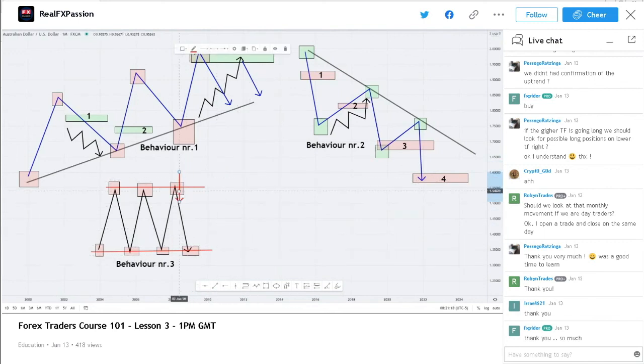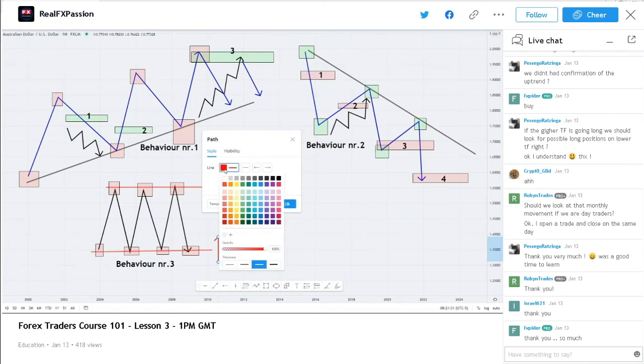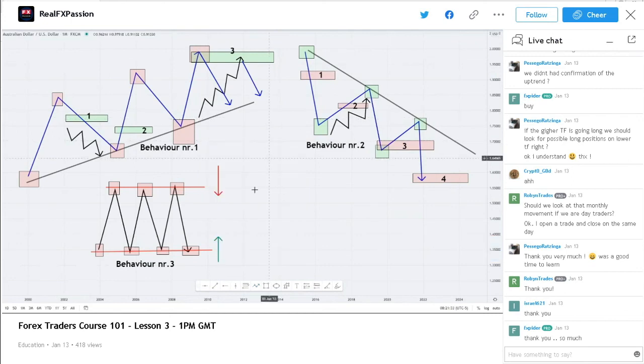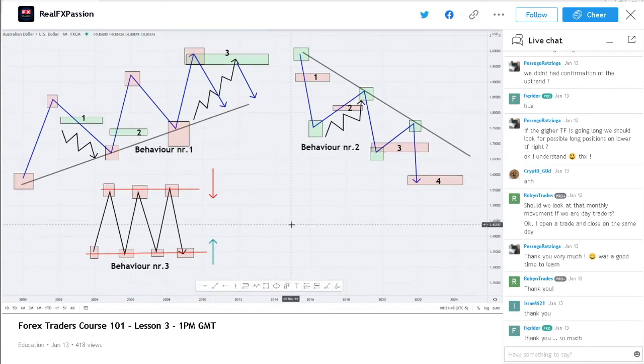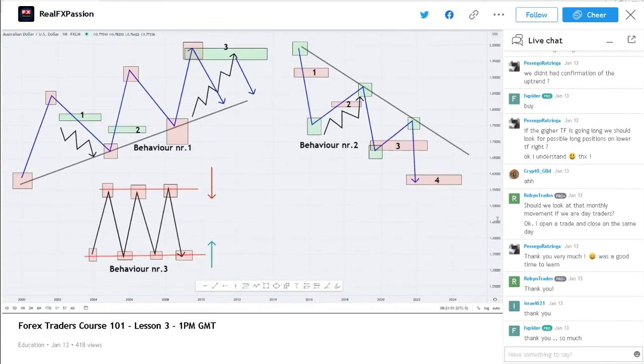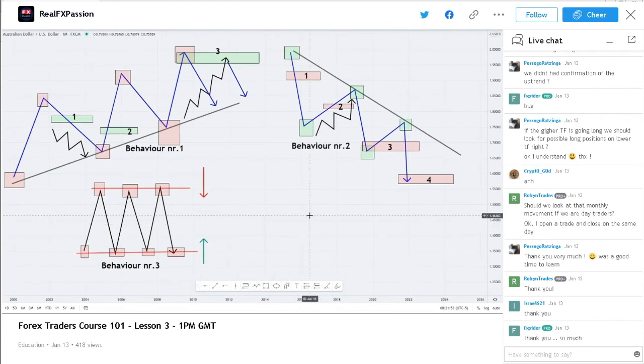So short at the top. What else can we do? We can also buy at the bottom, because the market is sideways. It's moving from one band to the other. Make sense, everybody? So market behavior number 1, market behavior number 2, market behavior number 3. Those are the 3 tradable market behaviors.